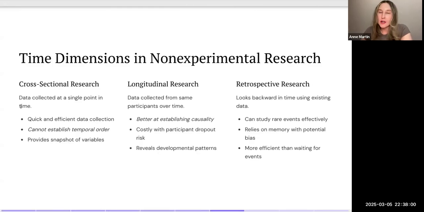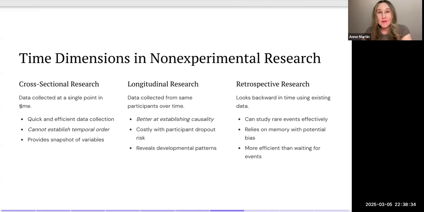But it does provide a snapshot of variables, and it can be useful in a lot of settings. Then we have longitudinal research, where the data are collected from the same participants over a long period of time. So you have multiple different data points. And this might remind you of some of the sequencing and the different designs in experimental research. And this is better at establishing causal relationships because you have more evidence of the independent variable preceding the dependent variable.